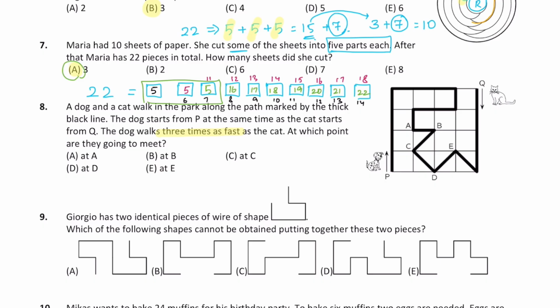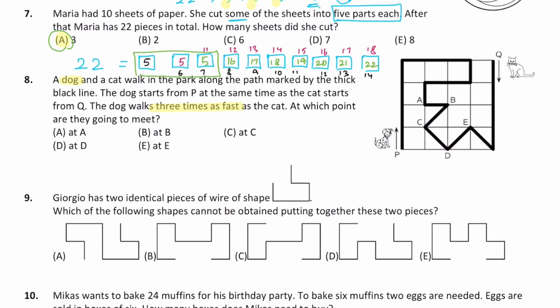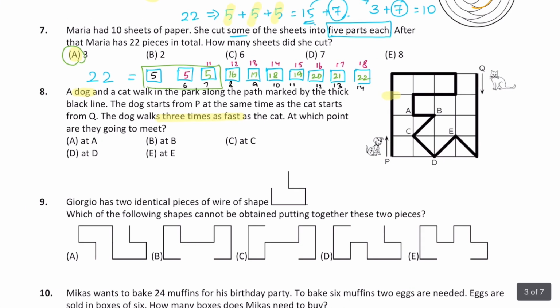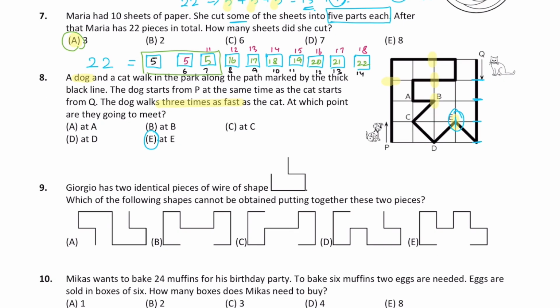So I'm going to give the dog the yellow highlighter and the cat will be our blue pointer. So 3 steps, the cat is going to go 1. 3 steps, 1, 2, 3, the cat is going to go 1 more. 1, 2, 3, the cat is going to go 1 more. 1, 2, 3, and the cat is going to go 1 more. So they'll meet at point E. Awesome.